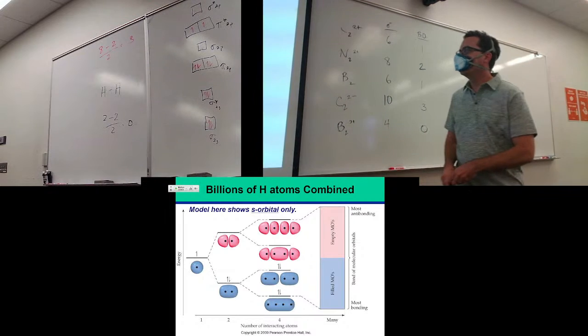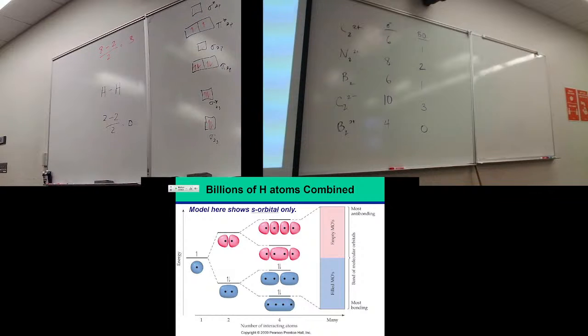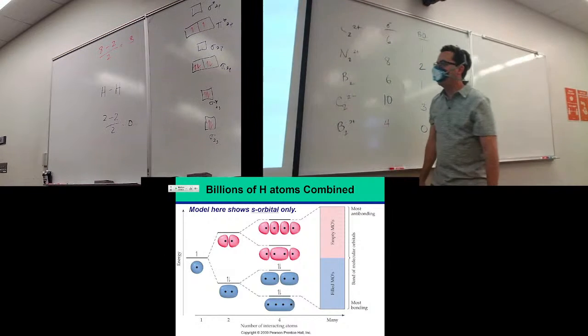So same pattern again. I start with one atom with the 1s orbital. If I make it two atoms, I'm going to have bonding and antibonding. If I've got four atoms, I get this, and so on until I get many, many atoms, which will make this band.